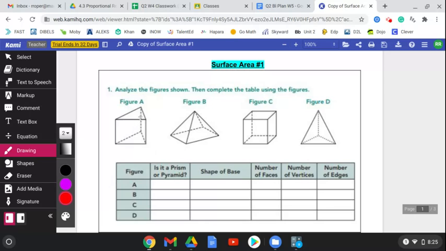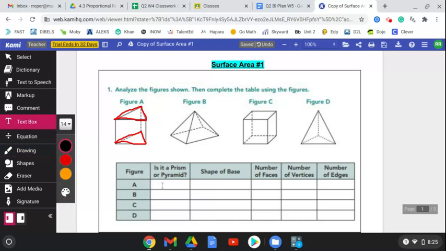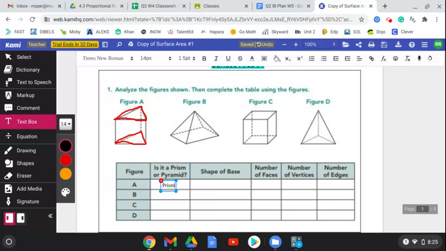Remember that a prism has 2 congruent bases. And so right here we could say this triangle is a base and this triangle is a base, right? They would be the same length. They would have the same measurements. Whereas a prism has 2 bases, a pyramid only has 1 base, and all the faces of a pyramid meet at one vertex, one point. So figure A here has 2 bases, and so we're going to say it's a prism. You can put a text box in here and type in prism.